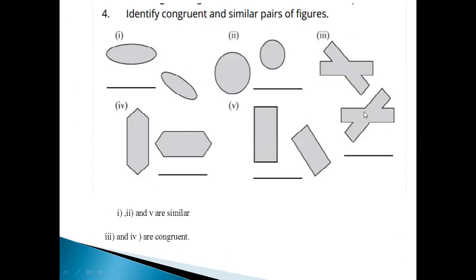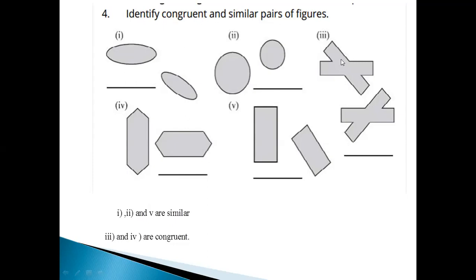Come to question number 4. You are given different figures. You have to identify which pairs are similar and which are congruent. If you look at the first one, they look the same, but you can check that this one is big, this one is small. So they are similar figures, not congruent. Look at the second. The second is also similar, not congruent, because one is a big circle and the other is a small circle.